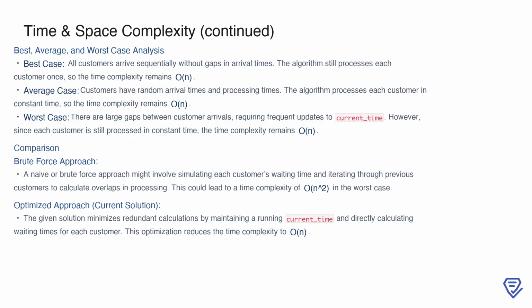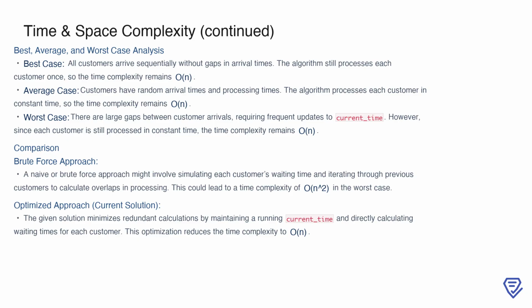In the average case, where arrival and processing times are random, the time complexity remains O(n), as each customer is processed in constant time. Even in the worst case, where there are large gaps between customer arrivals, the algorithm only updates the current time and processes each customer individually, so the time complexity is still O(n).